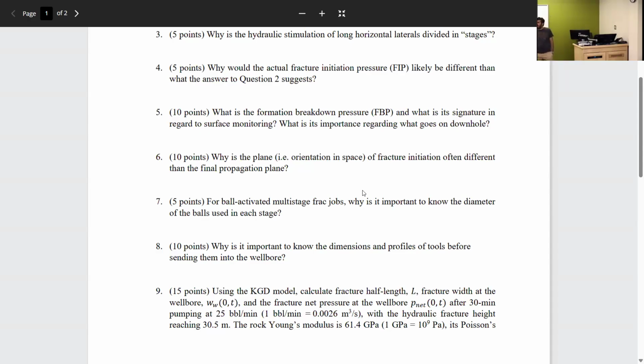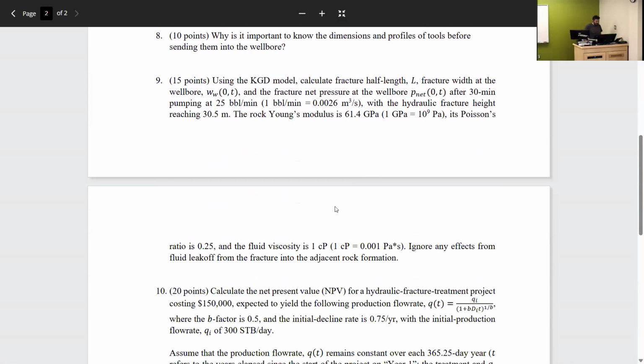The rock Young's modulus is 61.4 GPa, which translates to 61.4 times 10 to the 9 pascals. Typical rock Young's modulus, and its Poisson's ratio is 0.25, with a viscosity of 1 centipoise, which translates to 1 millipascal second. Ignore any effects from fluid leak-off from the fracture into the adjacent rock formation.